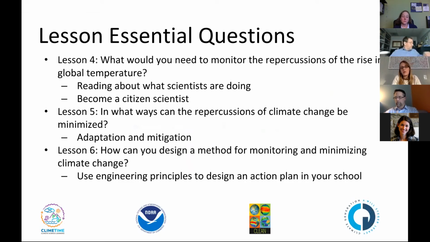Lesson 5 looks at repercussions of climate change. How can those repercussions be minimized? Learning things like adaptation and mitigation. And then 6 is my favorite. Your students are actually designing a method to monitor and minimize climate change. They're using engineering design principles in order to, say, monitor the waste in the cafeteria and then minimize that waste, hopefully through some form of composting that they would do.